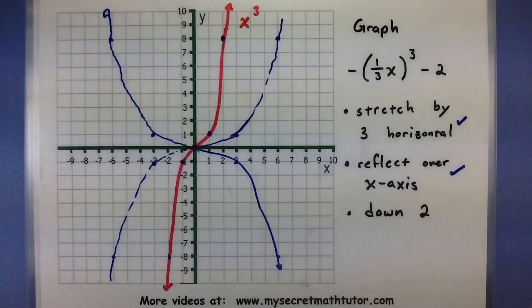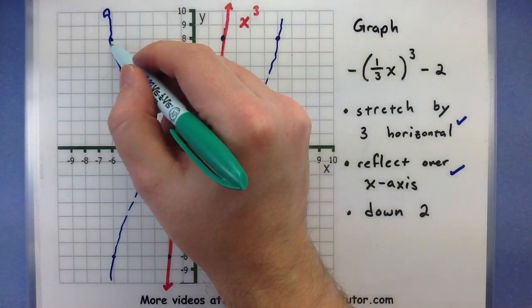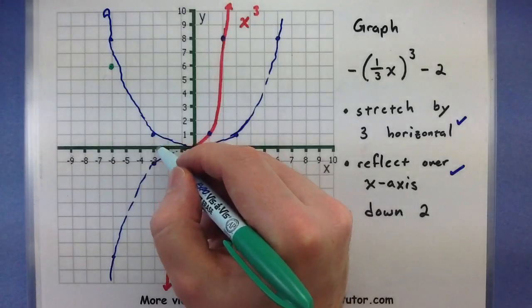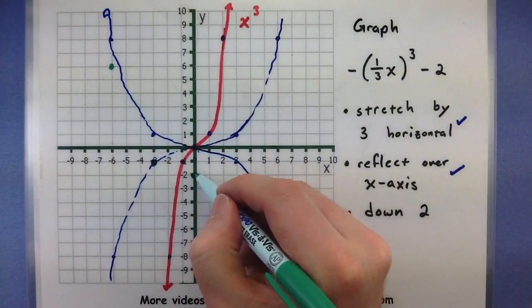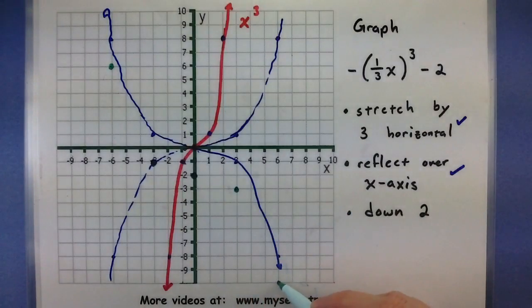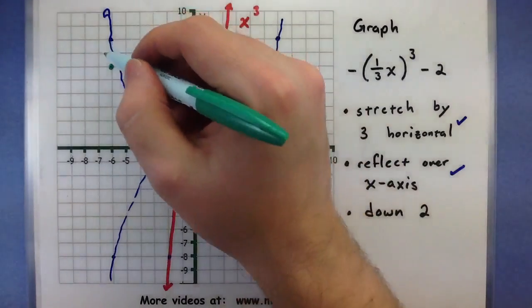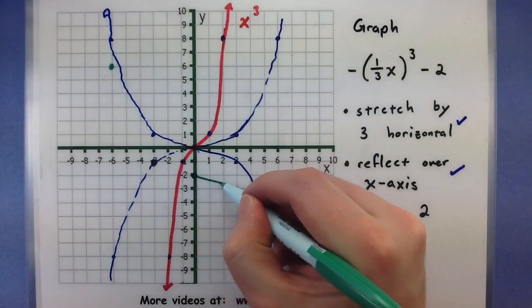So working with this nice S shape, everything will now go down 2 units. Alright, I'm going to start at this point. So down 2, right there. Down 2, right there. Down 2. Down 2. And down 2. So connecting these points, we'll now have an idea of where our final graph lays.